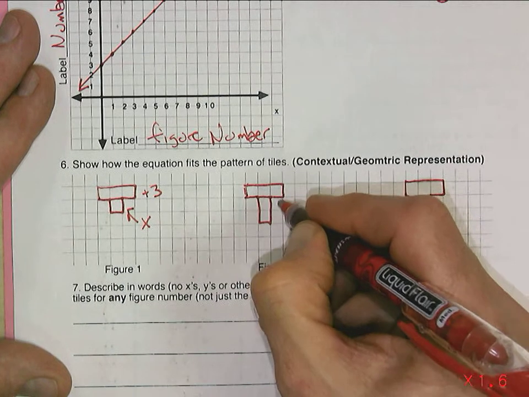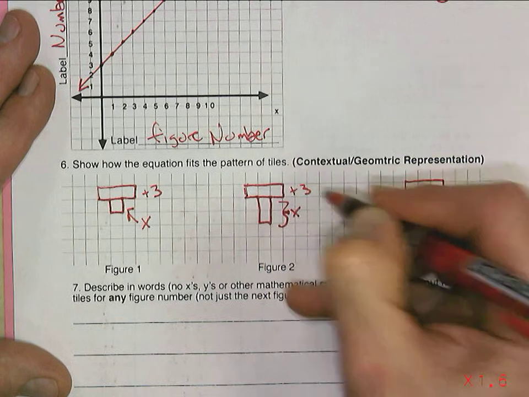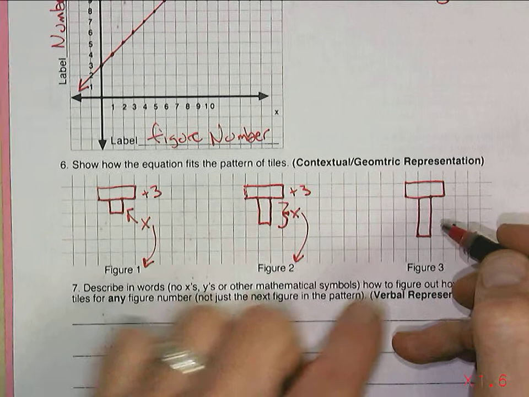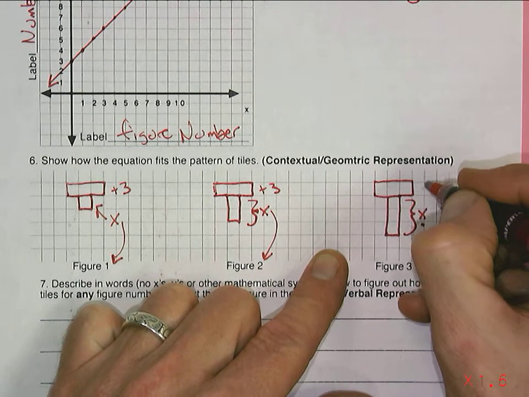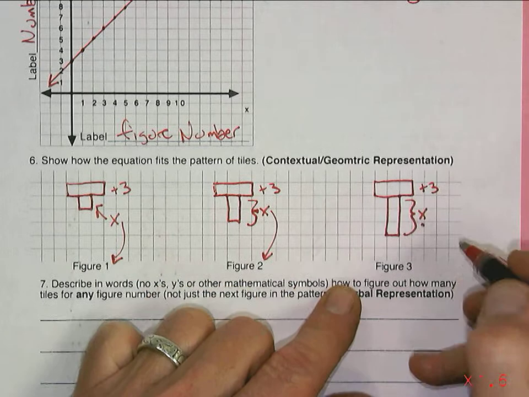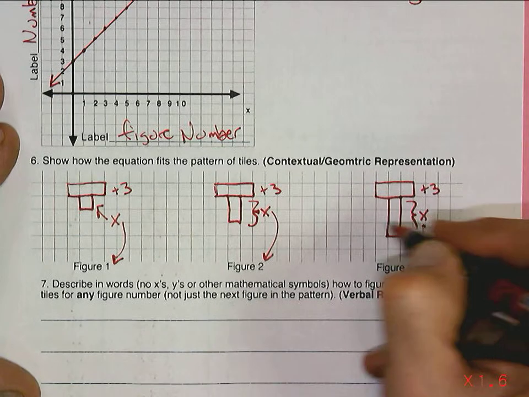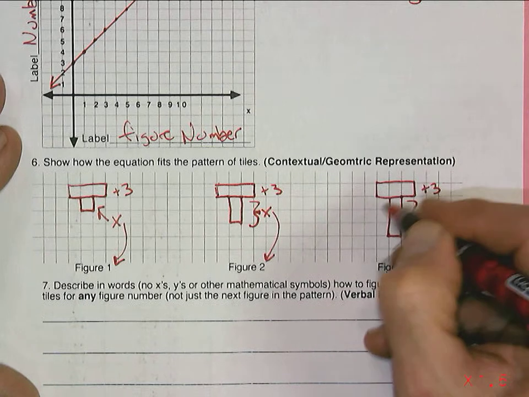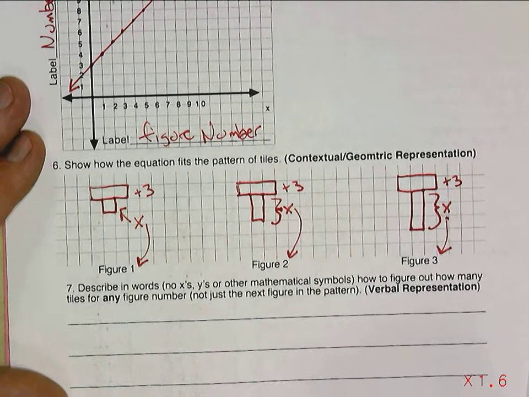And here I have again the x plus 3. The x is equal to the figure number. And here again I have the x plus the 3 more on top. X again is the same or equal to the figure number for this. So there's my context of how I solve this problem. These represent the variable, the part that's changing, and this is the part that stays the same.